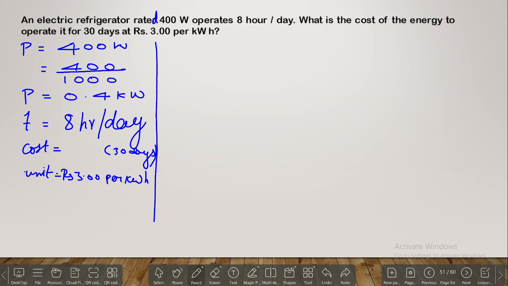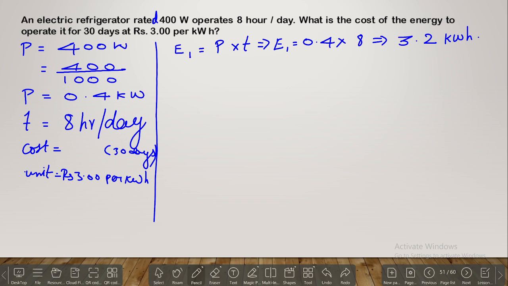Now first we'll calculate the energy consumed by the refrigerator for 1 day. What is the formula to calculate energy consumed? Energy consumed is equal to power into time. So the energy consumed for 1 day is going to be, what is the value of power? 0.4 into, for how many hours is it working? 8 hours. 0.4 into 8 is going to be 3.2 kilowatt hour. Clear? This is the energy consumed by the refrigerator for 1 day.